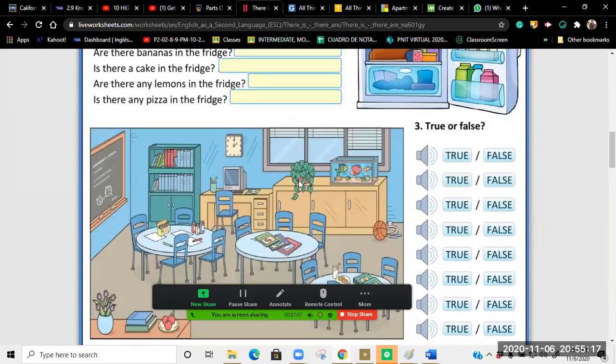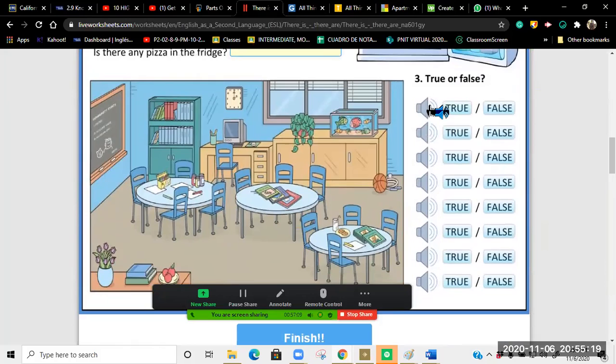We're not going to do this part because it's too late. True or false? Quiero que todos le pongan mute. Todos en mute so you can listen. Everybody mute? Okay. Me dicen si es verdadero o falso. Listen. There are two windows in the classroom. Two windows in the classroom? True or false? False. Porque there are three windows in the classroom. Excellent.